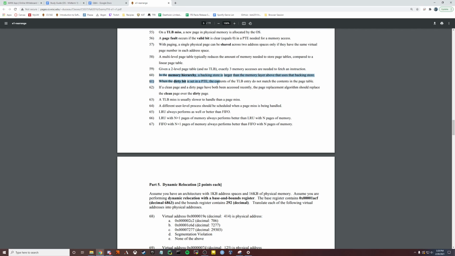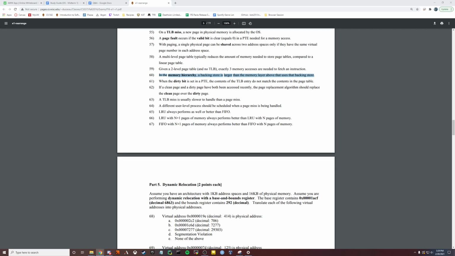60, in memory hierarchy, backing store is larger than the memory layer above that uses that backing store. We learned about what a backing store is. I don't remember backing store. Hang on though. It does look like there are 3 mentions of backing store in lecture 8. So let's see here. Hardware memory, lecture notes in lecture 8. Did we finish lecture 8? I don't think we finished it completely. So let's see, slide 15.